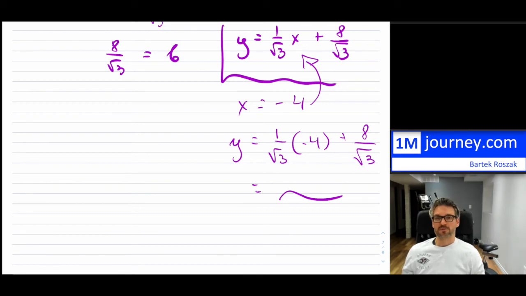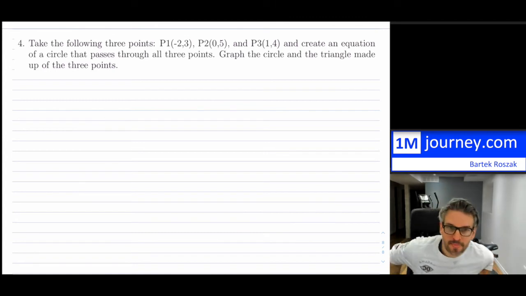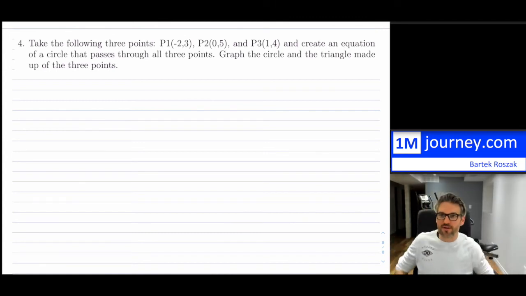All right, so that was question 3. Question 4. Take the following 3 points and create an equation of a circle that passes through all 3 points. Graph the circle and then the triangle made up of the 3 points. All right, so the graphing will be a little bit of a pain.